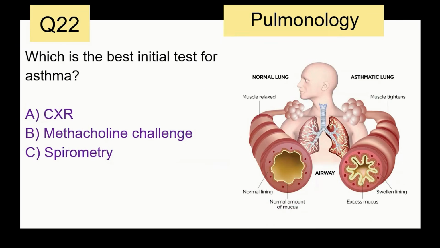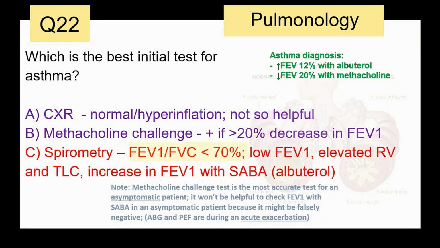Question 22. Which is the best initial test for asthma? And the answer is spirometry. And we want to look for an FEV1 over FVC less than 70%. And I wrote over here that the methacholine challenge is not the best initial test. It's the most accurate for an asymptomatic patient. So spirometry is the best initial test for asthma. And you could take a look at asthma diagnosis up here in green.